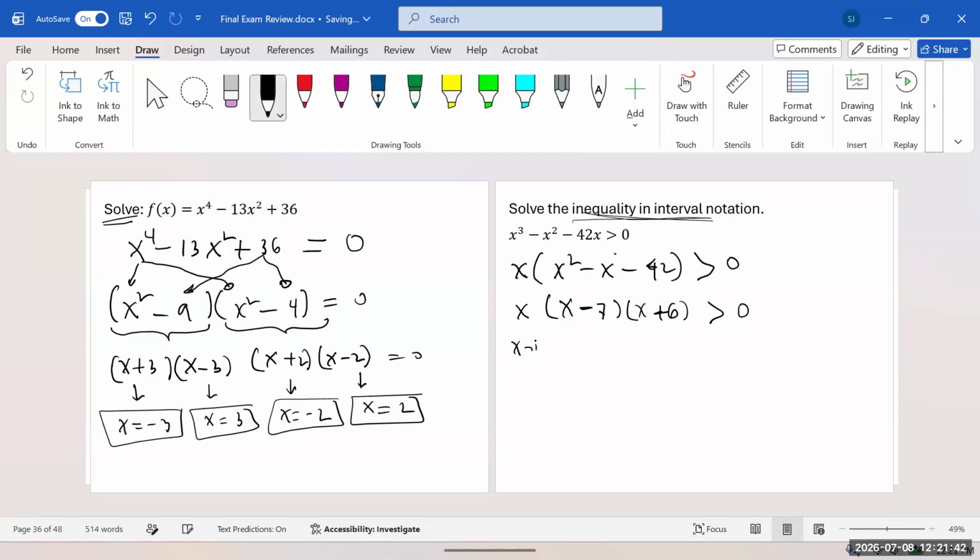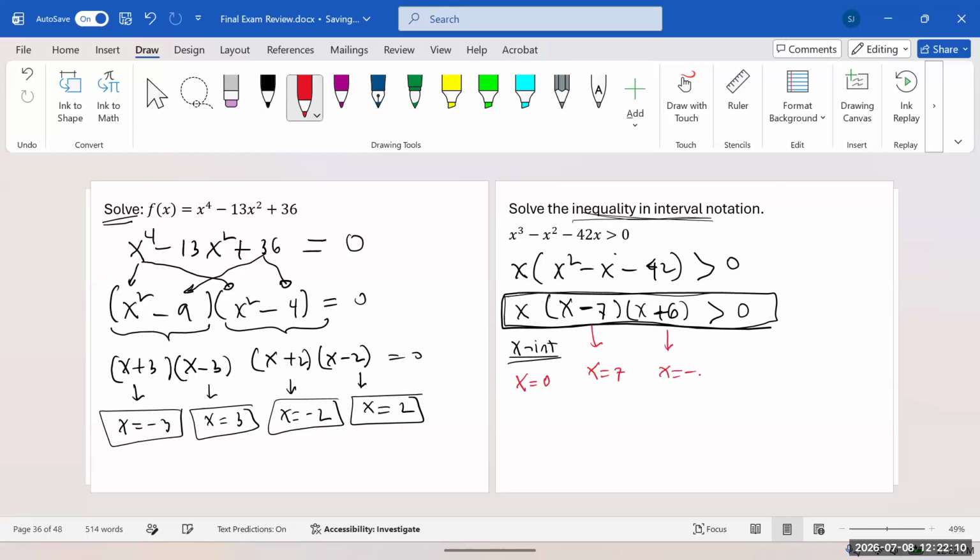Once you're done factoring, we need the x-intercept. So this is the new version of our given equation. But we need the x-intercept. So we set each one of them equal to 0 and we solve for x. Why do we care? Because we need the number line.